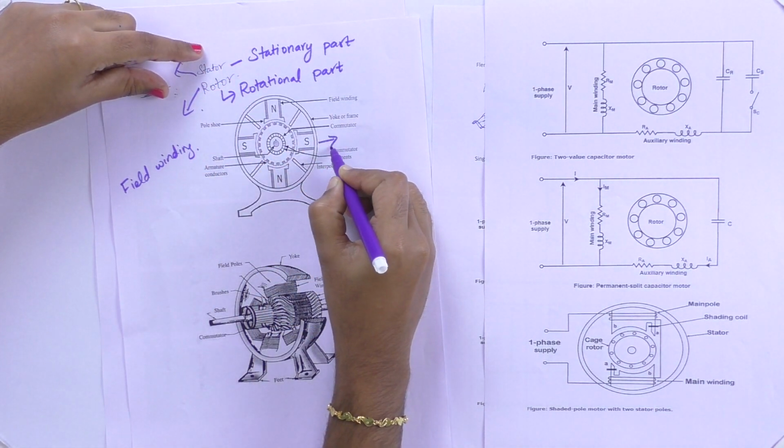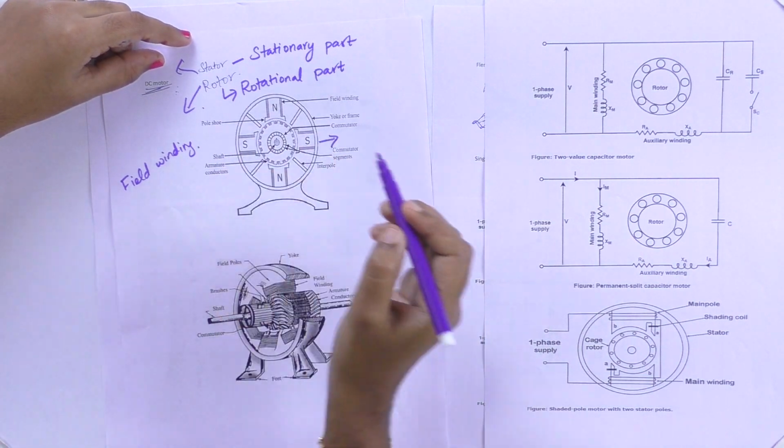The outer portion which is covering the motor is called the yoke, which protects the motor from mechanical shock, that is from outside vibrations or other things which disturb the motor, like environmental conditions and dust particles accumulating inside the coil. So to avoid that, yoke will be used.